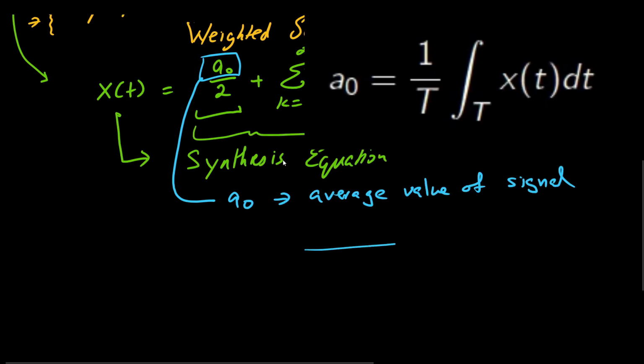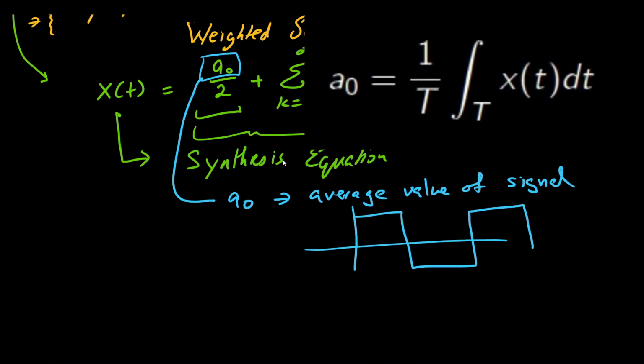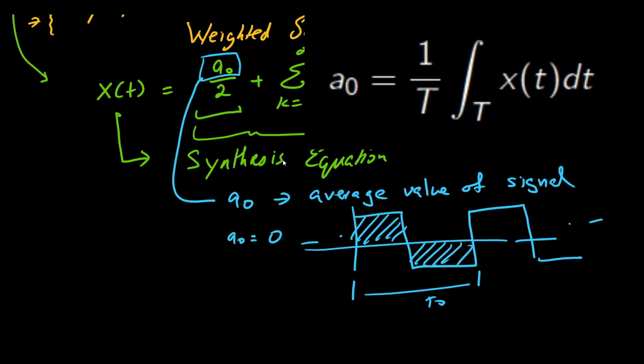For example, in the square wave, the average value of a periodic signal can be computed with the help of just one time period, that is t naught, and you can observe that this part would cancel with this part. So for the square wave, a naught would be equal to 0. This average value is also called the DC value, and just by inspection you can compute it.